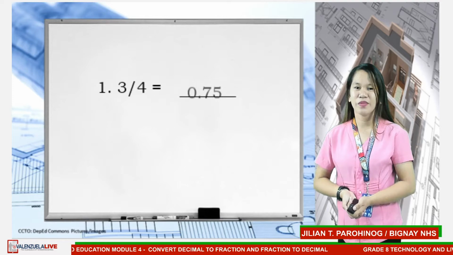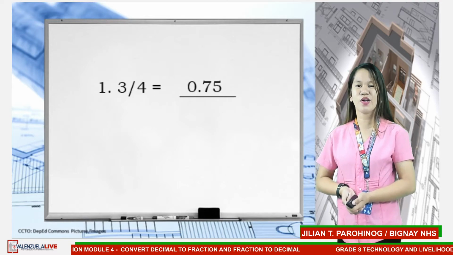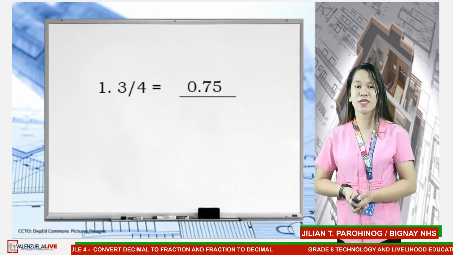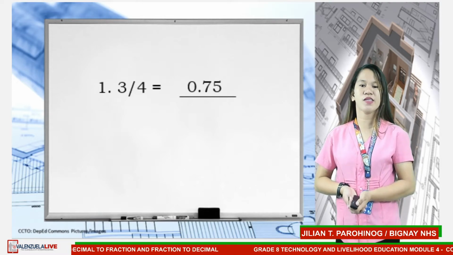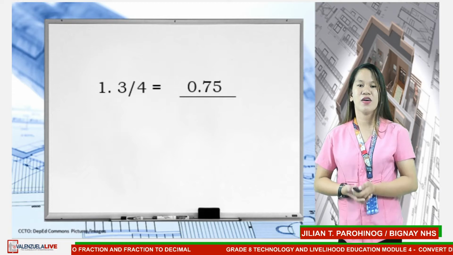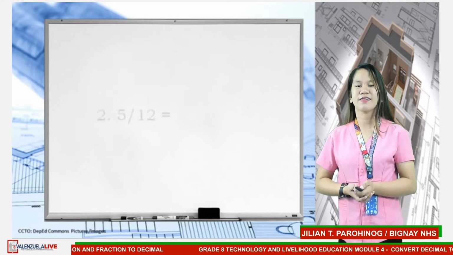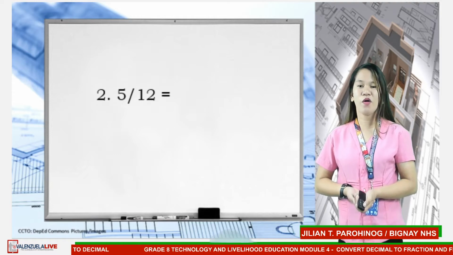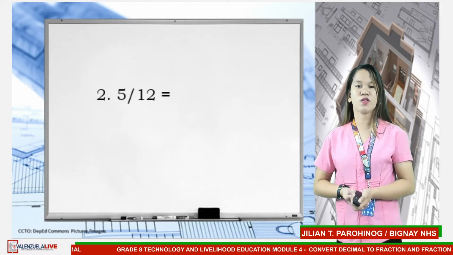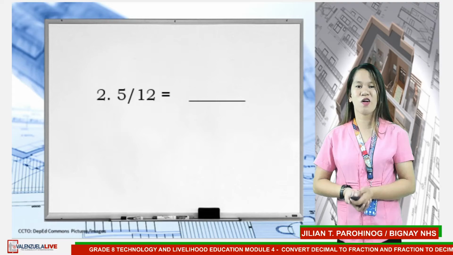Time's up. The correct answer is 0.75 because once we actually divide 3 by 4, the answer will be 0.75. Good job, class. How about number 2? 5/12 is equal to what? Your timer starts now.